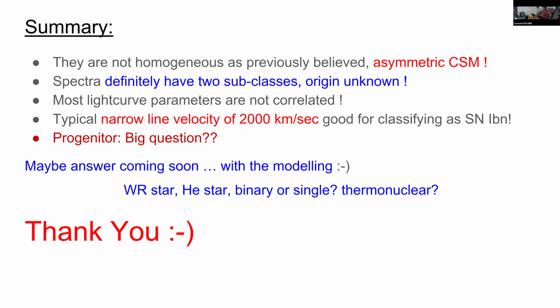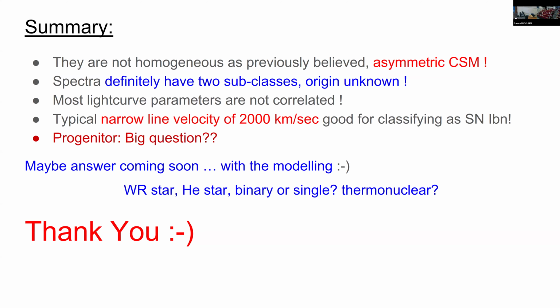So to end with this, we see now that they are not homogeneous as previously believed. They have a really asymmetric circumstellar medium, and their light curves could be really diverse. The spectra have two subclasses, one with the P Cygni and one with the emission subclass, but we do not know the physical origin. Probably it's a geometrical effect of the circumstellar medium. Most light curve parameters for them are not correlated. They have rise and decay times which are strongly correlated around peak, but if we go towards later phases, nothing correlates with each other. So this is probably a very diverse CSM configuration.